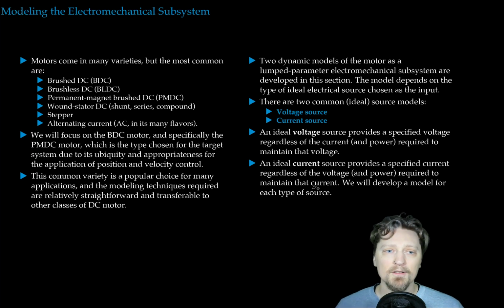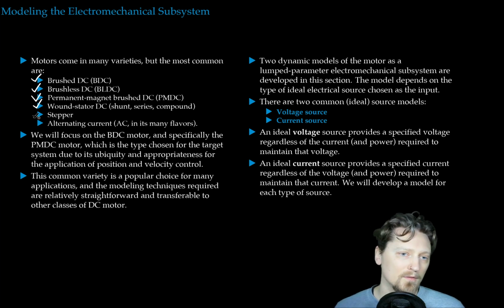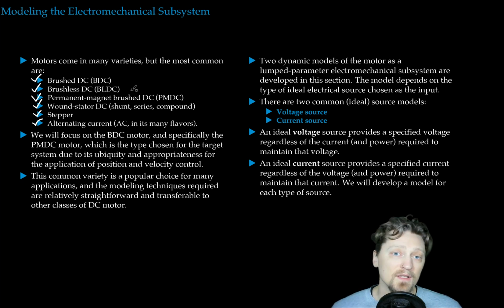Modeling the electromechanical subsystem. Motors come in many varieties, but the most common are brushed DC, brushless DC, permanent magnet brushed DC or PMDC, wound stator DC, which could be shunt, series, or compound connected, stepper, and alternating current or AC in its many flavors. We will focus on the brushed DC motor and specifically the permanent magnet brushed DC motor, which is the type chosen for the target system due to its ubiquity and appropriateness for the application of position and velocity control.